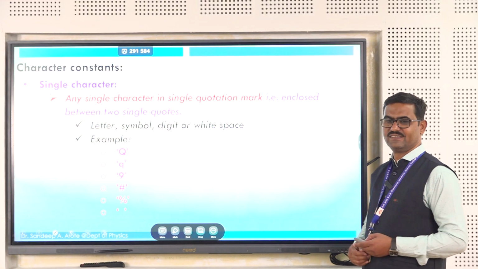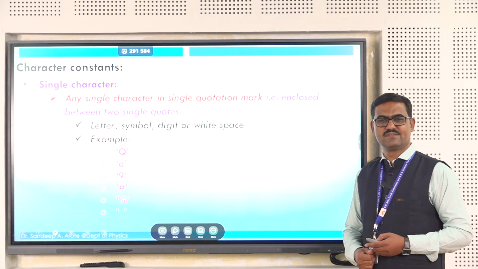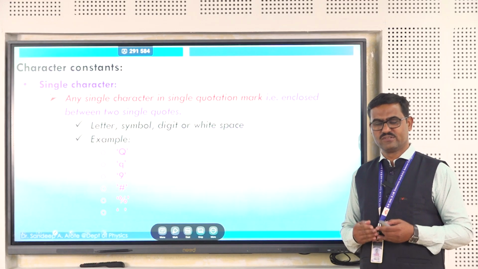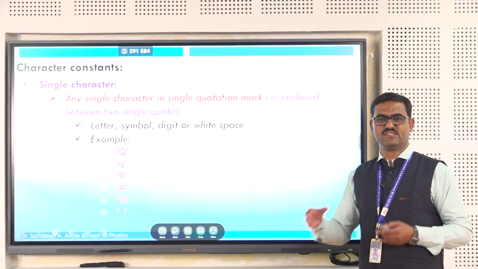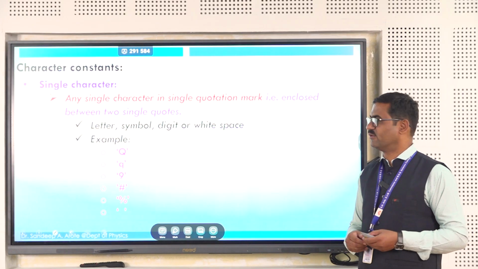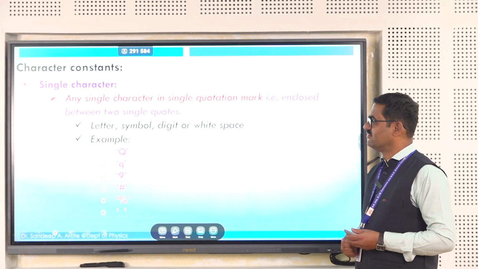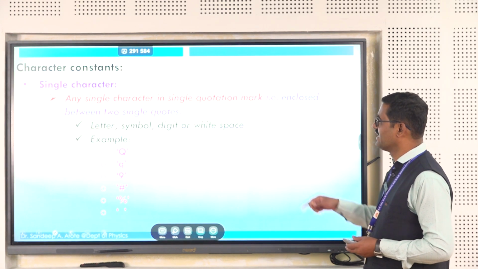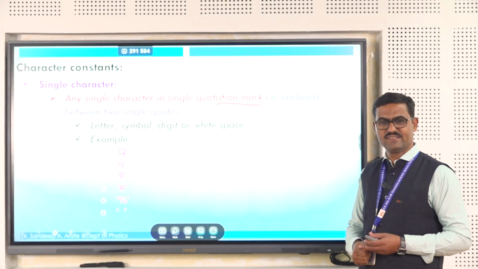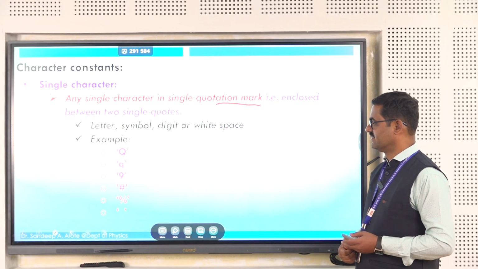The next is the character constant. Character constant means any single character or sequence of characters you can take as an input, or you can have that particular sequence as a constant. You can have such a message in your programming code. For that, you need to define what the character constants are. Now, a single character constant is any single character in single quotation marks.